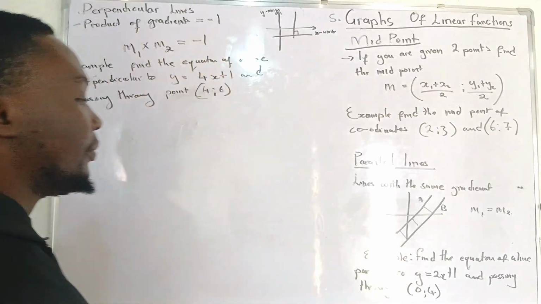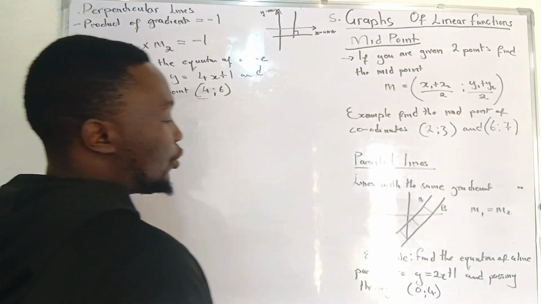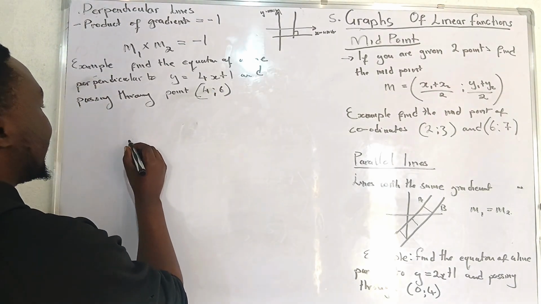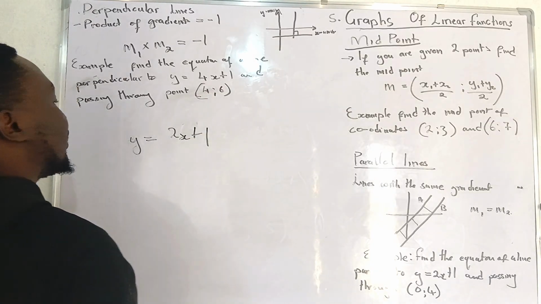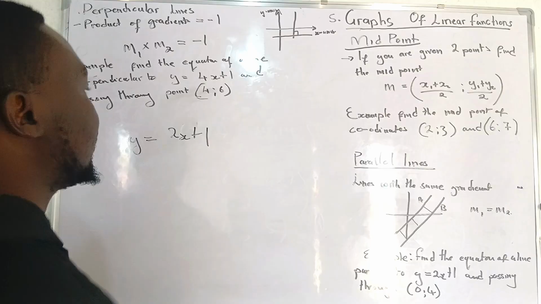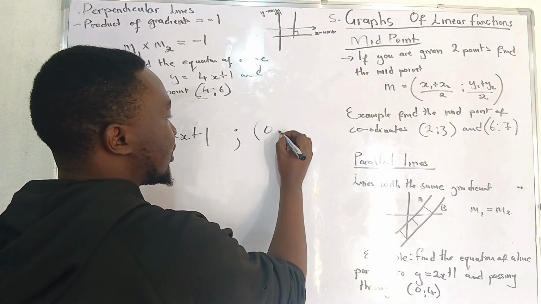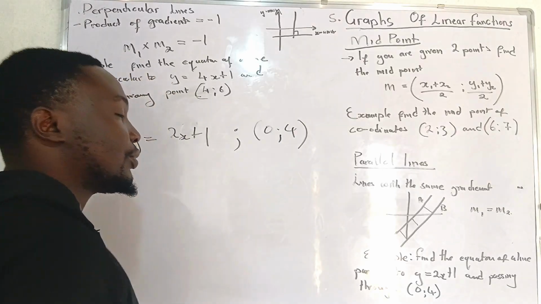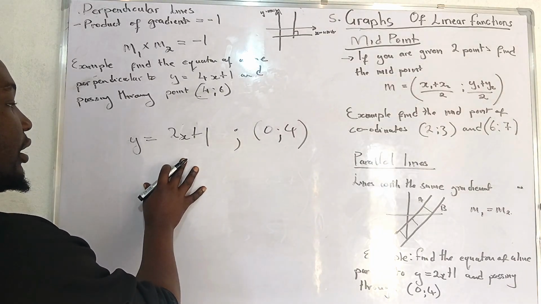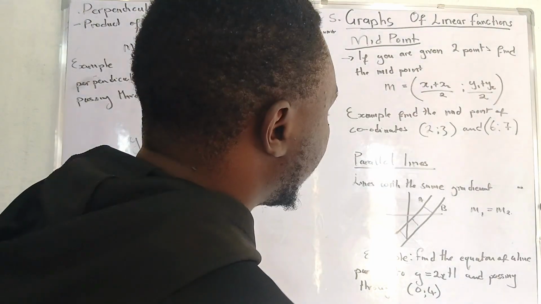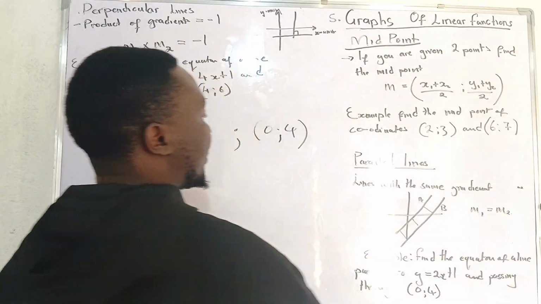So let's do an example. Find the equation of a line parallel to y is equals to 2x plus 1 and passing through the point (0, 4). So you're given a point and you're given a line parallel to the one that you're looking for. What do we know about parallel lines? The gradients are the same.